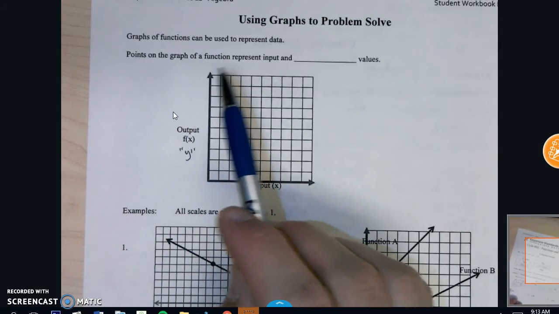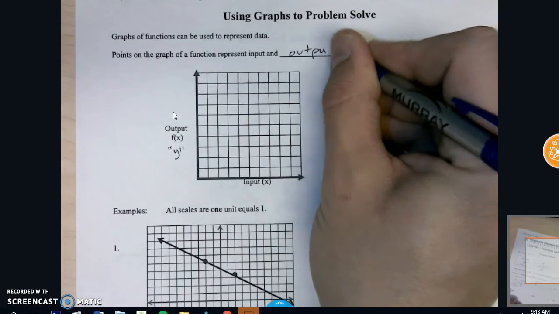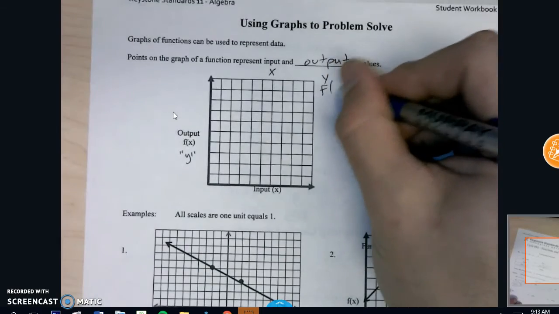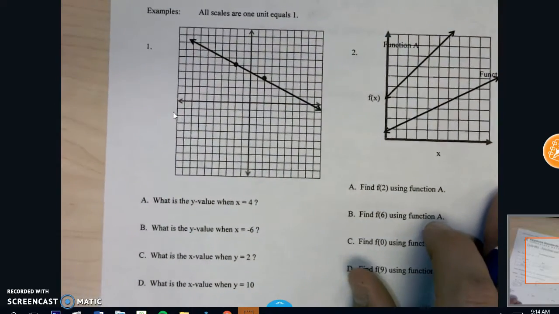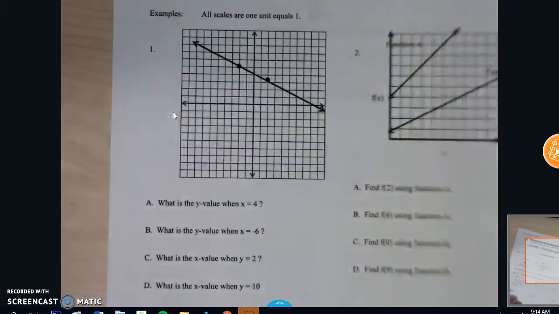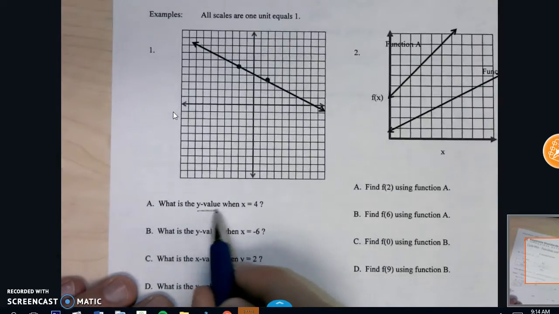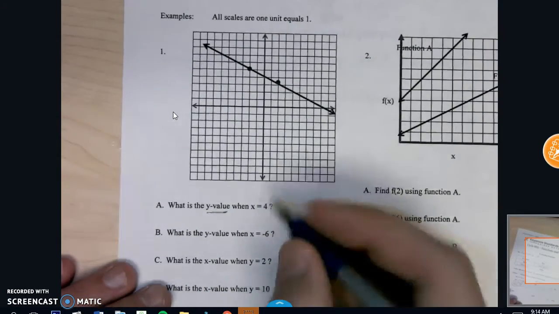Points in the graph of a function represent the input and output values. So if the input is x, the output is y, or in this case, f of x is the output. We can find each one of those corresponding to the graph. So if you take a look down here, we're using a scale of 1, and here we have this equation. So what is the y value, or the range, or the output when x is equal to 4?